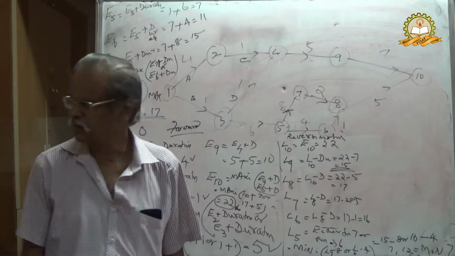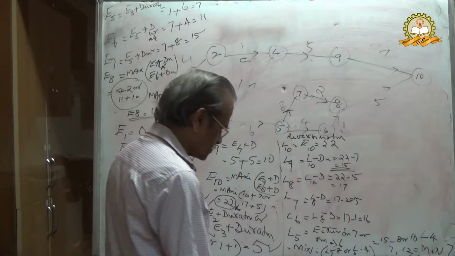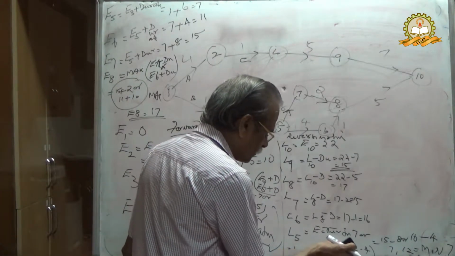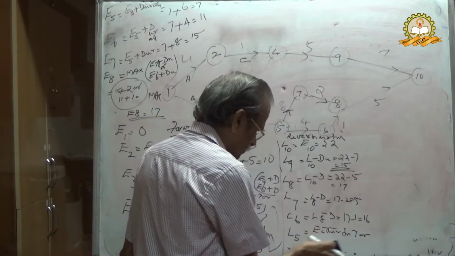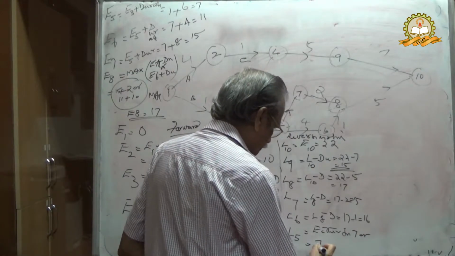L5 equal to minimum of that, equal to 7. Therefore L5 equal to 7.